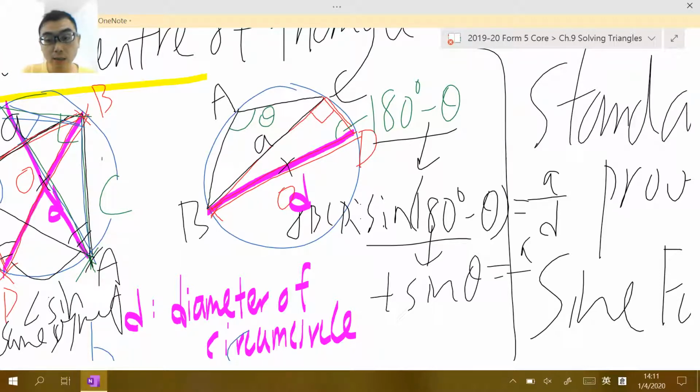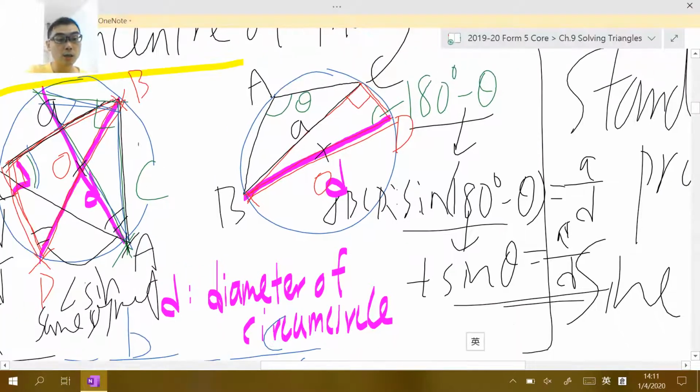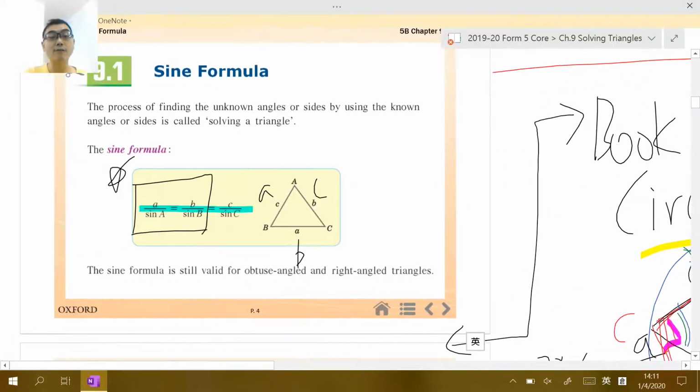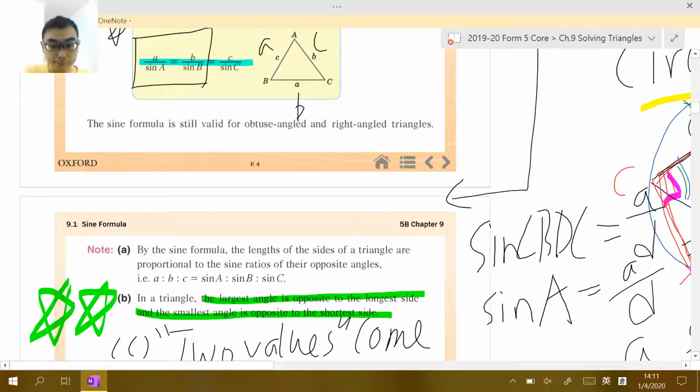So you can see that the positive and negative sign of sine is preserved, even if you have 180 degrees minus theta. The formula still works, because sine theta is A over D, it's the same here. That means the sine formula can be used for any triangle, no matter whether the triangle is acute-angled or has an obtuse angle inside, you can still use it. So this is the idea. Now we go to the practical use of this.